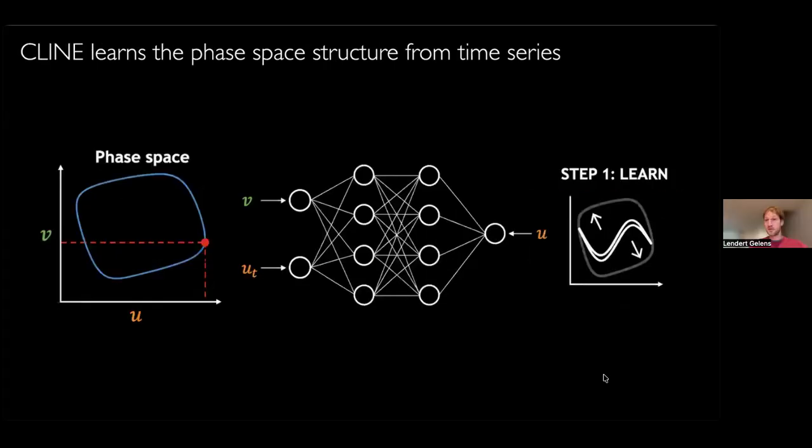Sorry, so v and the derivative of u are the inputs, and the output is u? Exactly. Okay, gotcha, so it's sort of the opposite of what you typically do. And I think it will become clear in the next step why we do this.